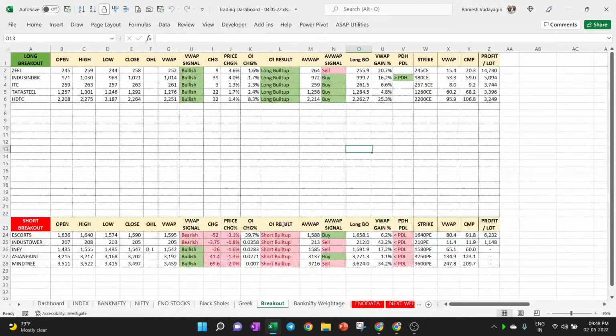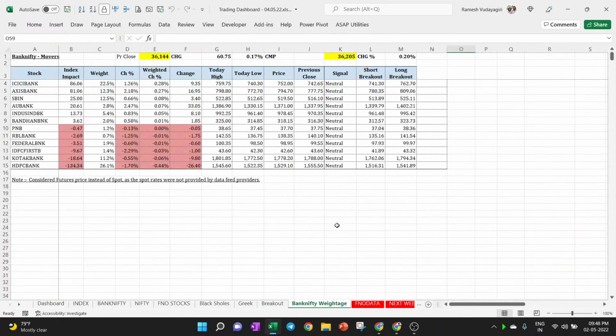And then the breakout. People who want to see only the breakouts, long breakout and short breakout for the stocks, can see here. Today we got some long breakouts in Z, Indus Bank, ITC, Tata Steel and HDFC. And then in Bank Nifty, if you want to know which stocks are pulling down and which stocks are moving up, that also we can see here. All 12 Bank Nifty stocks and their index impact. ICICI Bank gave 86 points, and HDFC Bank pulled down 134 points.